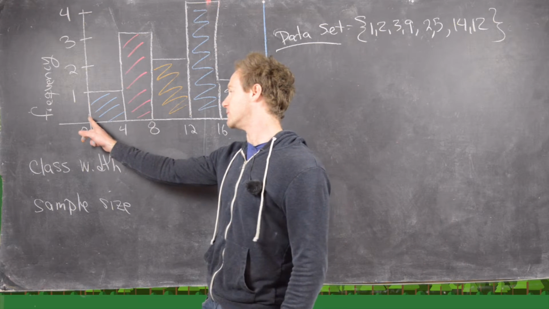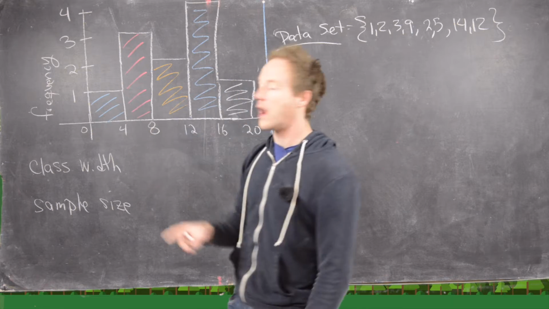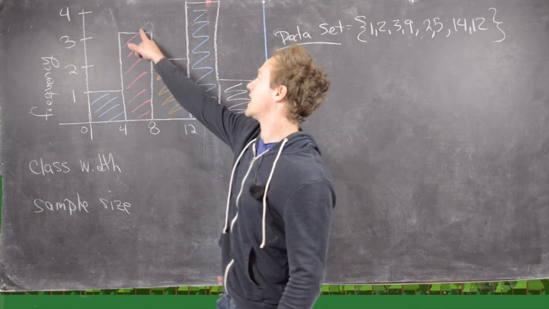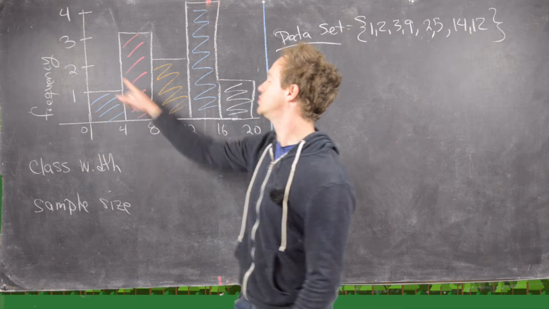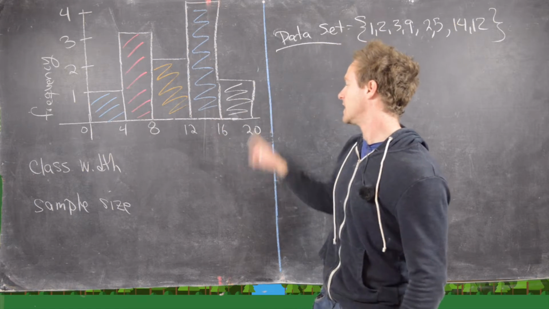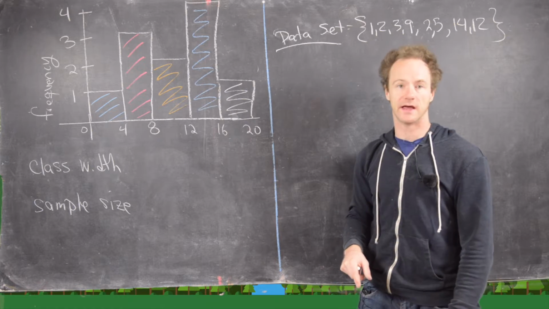So here we have between the range of 0 to 4, we have 1 point in the data set. Between 4 to 8, we have 3 points in the data set. Between 8 and 12, we have 2 points in the data set. Between 12 and 16, we have 4. And between 16 and 20, we have 1 again.